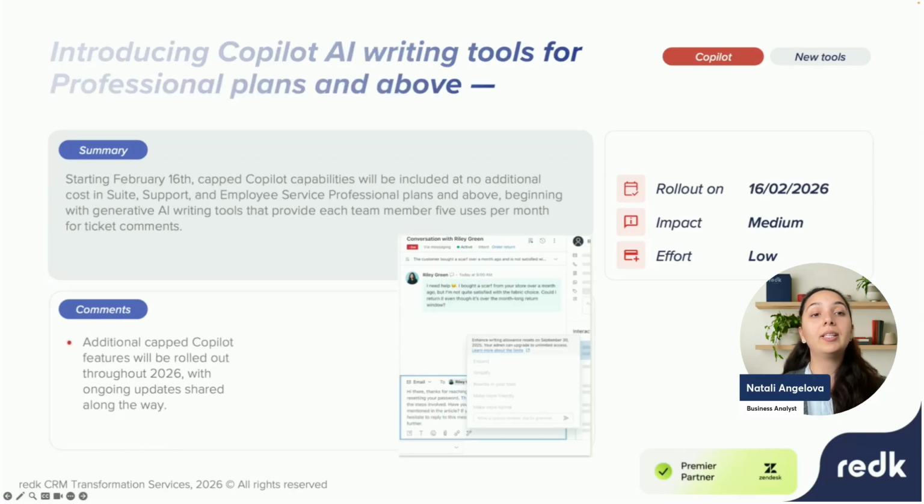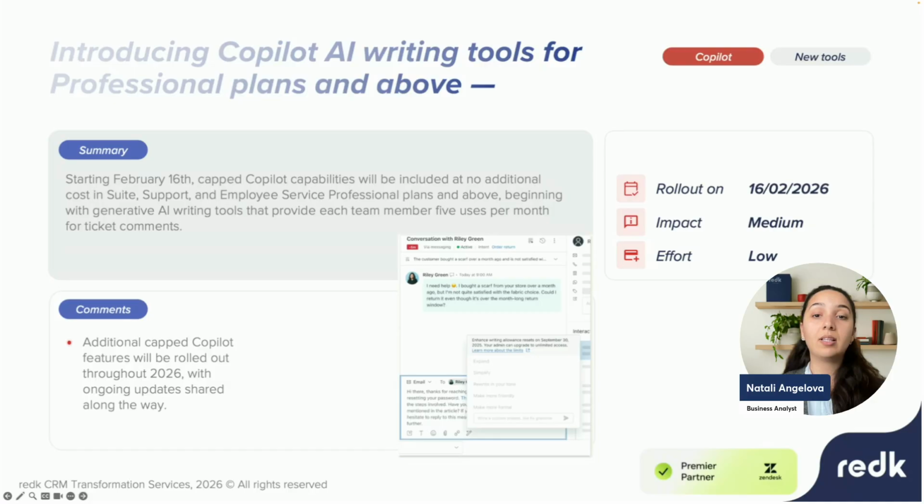Introducing Copilot AI writing tools for professional plans and above. Starting February 16th, capped Copilot capabilities will be included at no additional cost in Suite, Support, and Employee Service Professional plans and above, beginning with generative AI writing tools that provide each team member 5 uses per month for ticket comments. Additional capped Copilot features will be rolled out throughout 2026 with ongoing updates shared along the way.